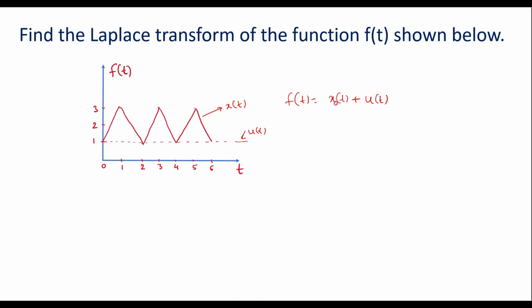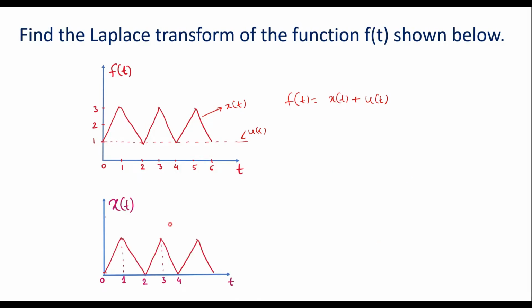If I draw the x of t signal, it looks like this. Here we can see that this is the x of t signal. So now this point will be 2, as it begins from 1 to 3, that is nothing but 0 to 2. This is the x of t signal, and we have u of t, that is nothing but the unit step signal, which is this one. If we add these two signals, we will get the f of t signal.